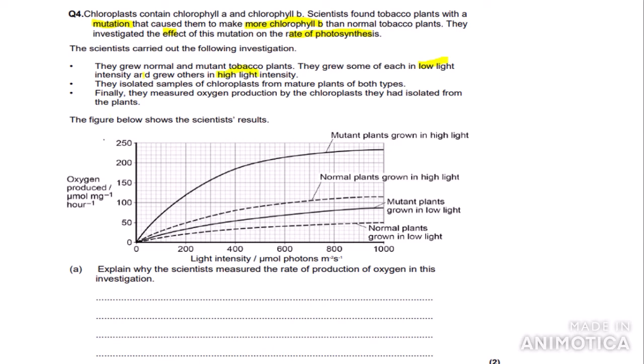They isolated samples of chloroplasts from mature plants of both types. Finally, they measured oxygen production by the chloroplasts they had isolated from the plants. The figure below shows the scientists' results.